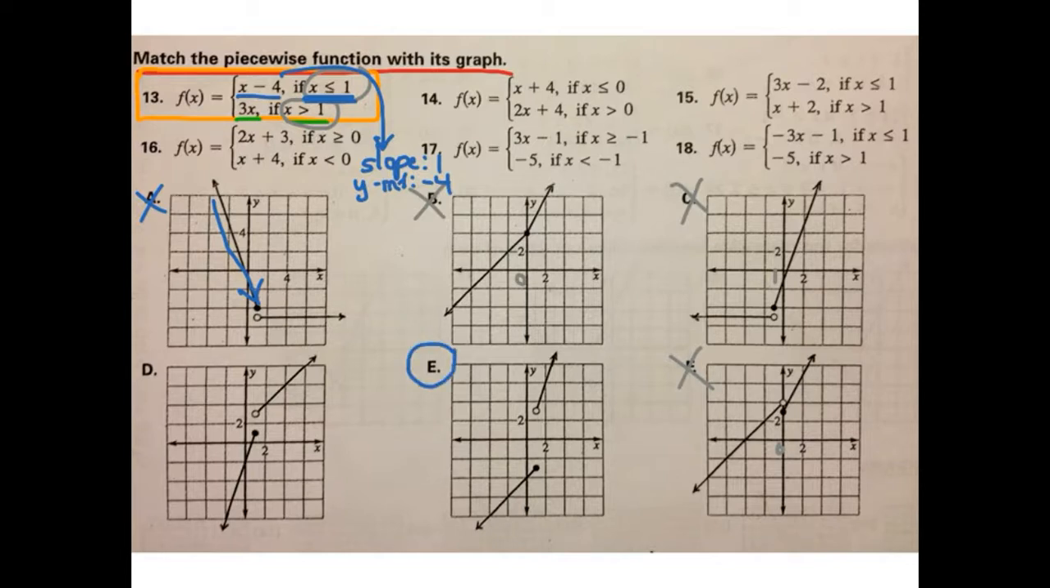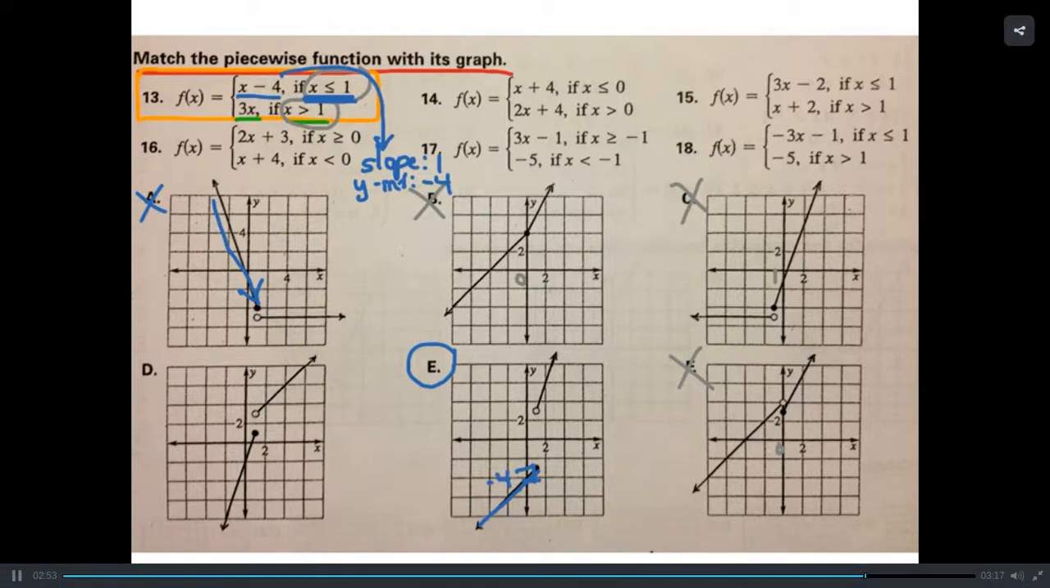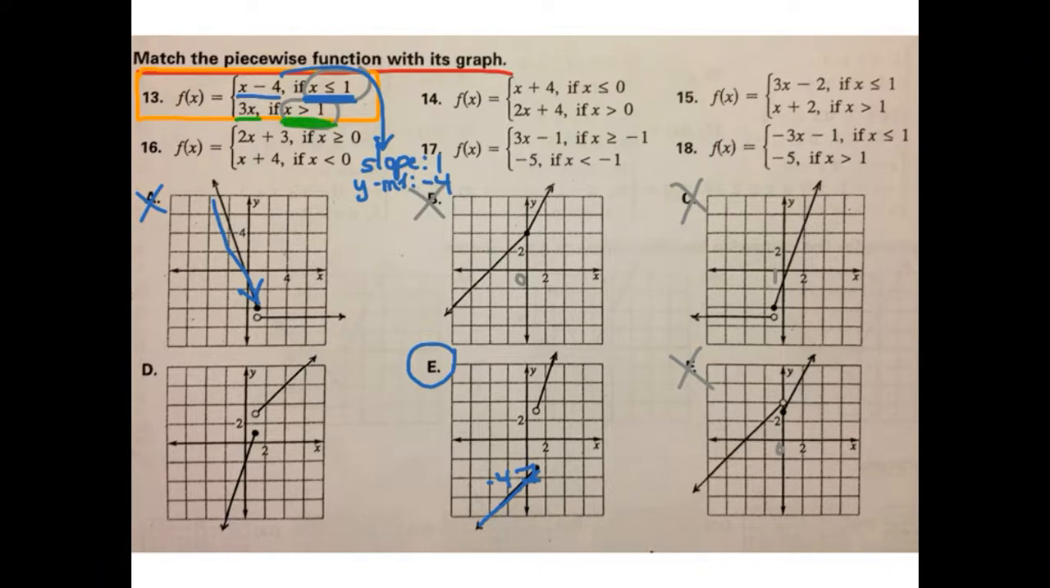In letter E, this appears to hold true. All those values where x is less than or equal to 1 appear to have a positive upward sloping graph whose y-intercept is -4. Just to be sure, we want to check the other piece in the piecewise function. In E, for all values in which x is greater than 1, it does appear to have a graph whose slope is 3 and whose y-intercept, which is unwritten, is 0.